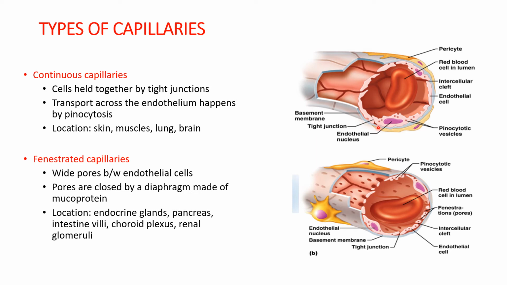The fenestrated capillaries have wide pores in between the endothelial cells. These pores or fenestrations are usually closed by a diaphragm which is made up of mucoprotein. So you can see the pores here in this capillary wall. Such fenestrated capillaries are present in endocrine glands, pancreas, intestinal villi, renal glomeruli, and the choroid plexus.